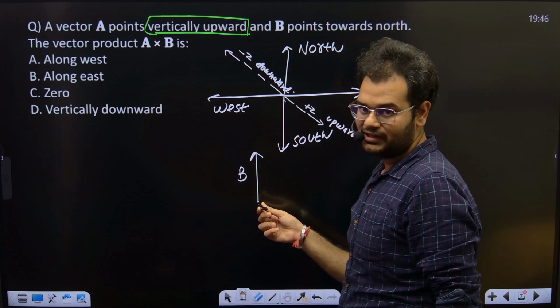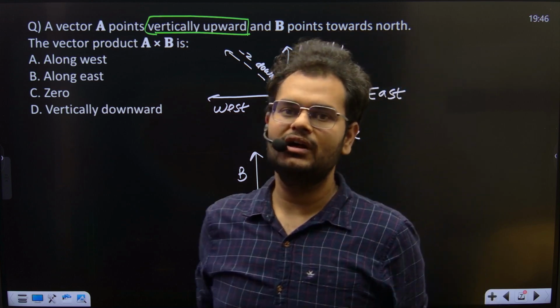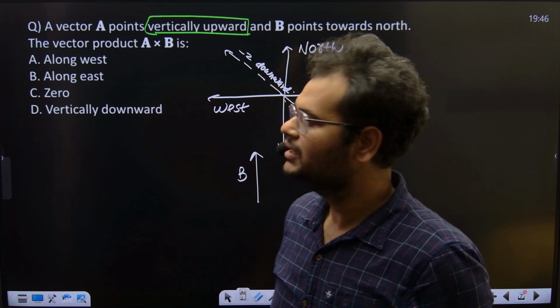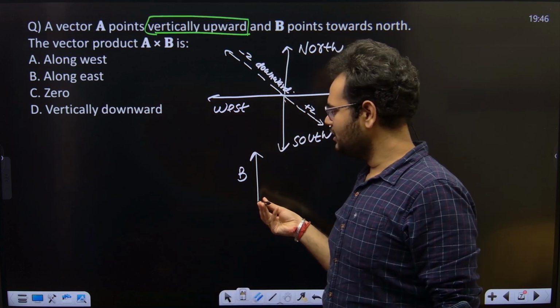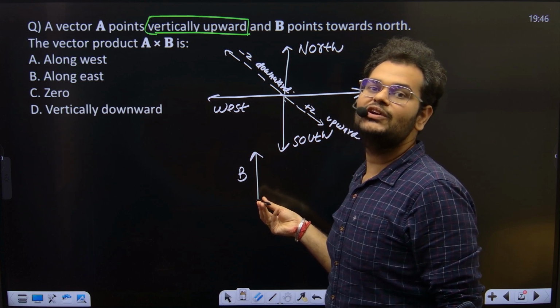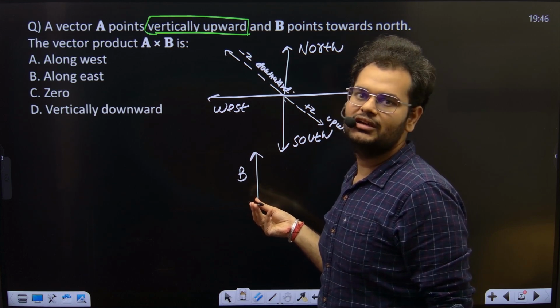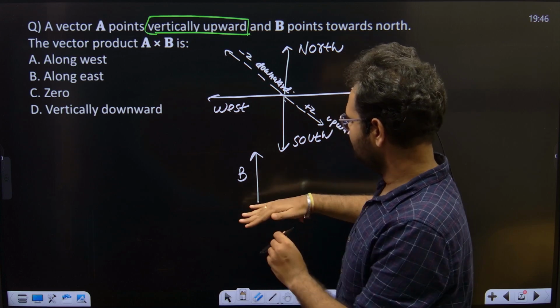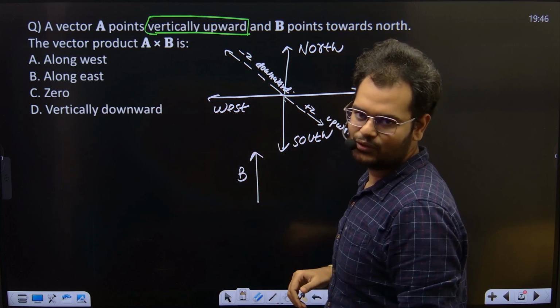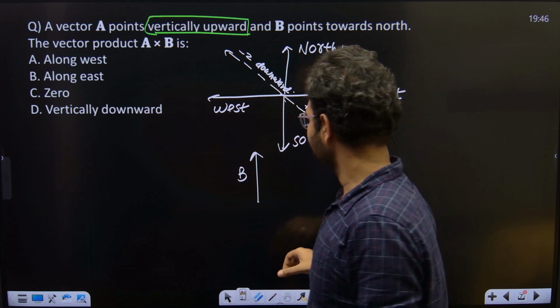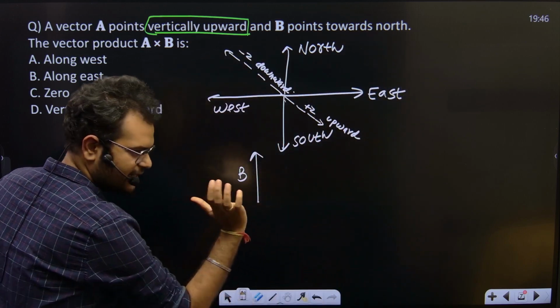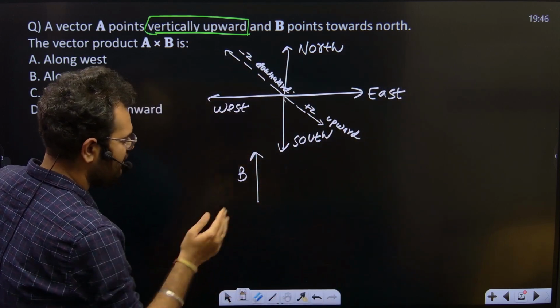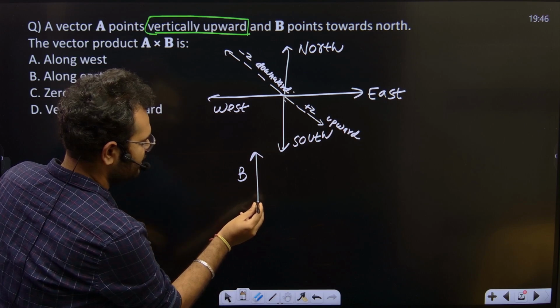Now what I told in the right hand thumb rule, how to get the direction of A cross B? To get the direction of A cross B, you should curl the fingers of your right hand from A to B. How can I curl? A to B I have to go. A to B means like this. If I have to go like this, that means this is the right way. See, this is A vector, and this is B vector.